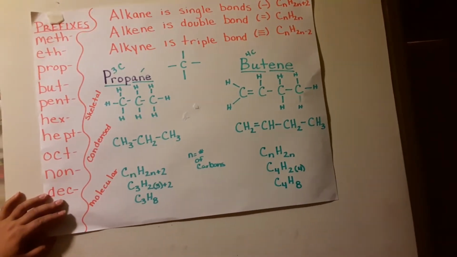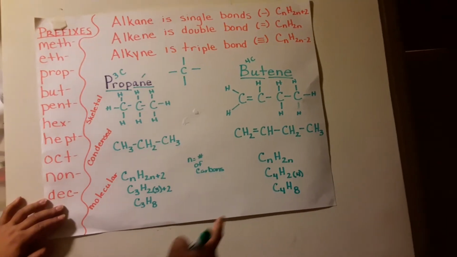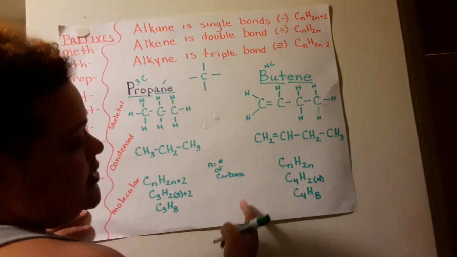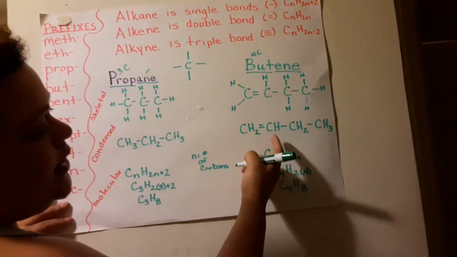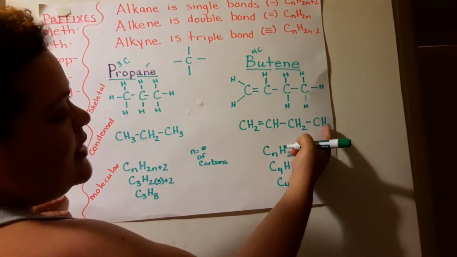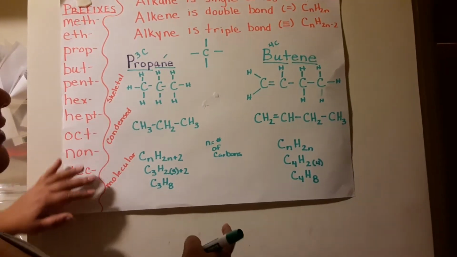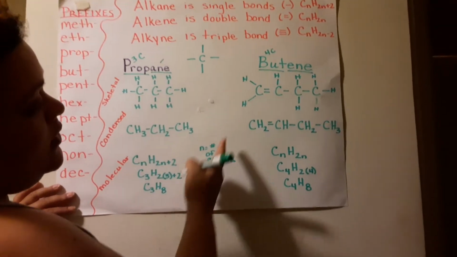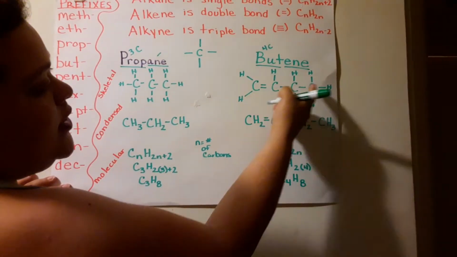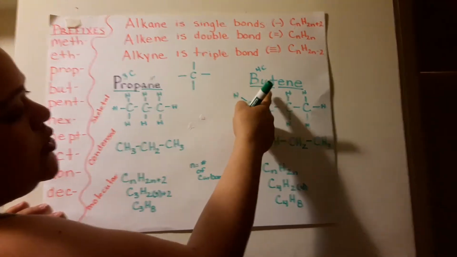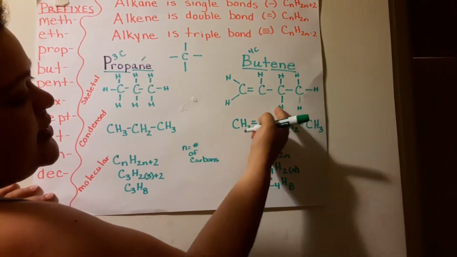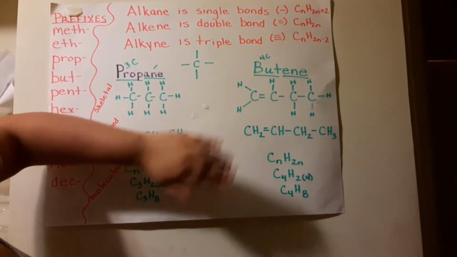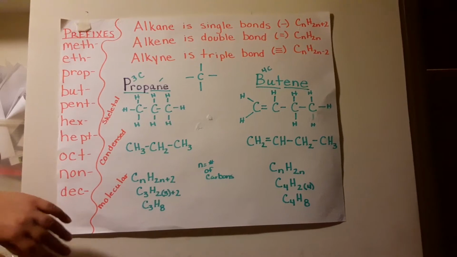And we can go back and check this again. We have 4 carbons, 1, 2, 3, 4. And how many hydrogens? 8. So we have 1, 2, 3, 4, 5, 6, 7, 8. So we know that our condensed and molecular match. And let's check our skeletal structure. We have 1, 2, 3, 4 carbons, 1, 2, 3, 4, 5, 6, 7, 8 hydrogens. So we know that our skeletal, condensed, and molecular structures match.